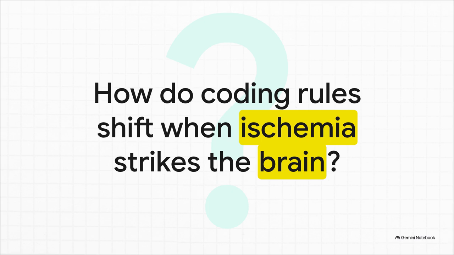We've completely mastered the incredibly strict rules of the heart today. But what happens to your claims when that exact same ischemia strikes the brain? It's a totally different minefield. Join me in part 77 as we decode the complex world of CVAs, TIAs, and stroke sequelae.